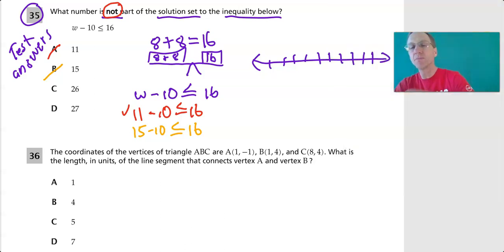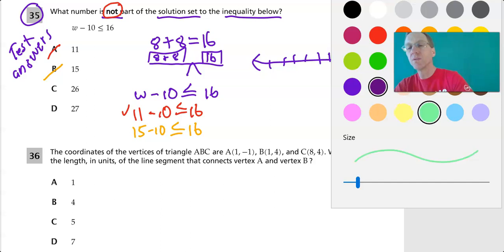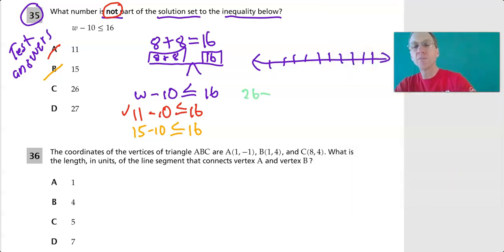So let's test them. This is 26. So 26 minus 10, is that less than or equal to 16? Well, 26 minus 10 is 16, and 16 is less than or equal. Now you might say, wait a minute, that's weird. 16 is not less than, but it's okay because you have this sign down here. It is equal, so that works.